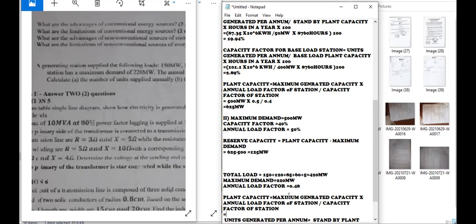Capacity factor will be CF. Load factor is LF, all those short forms. But if you're talking about annual load factor, you make it big A, LF. If we're talking about annual capacity factor, big ACF, something like that. Do it that way if it's confusing.